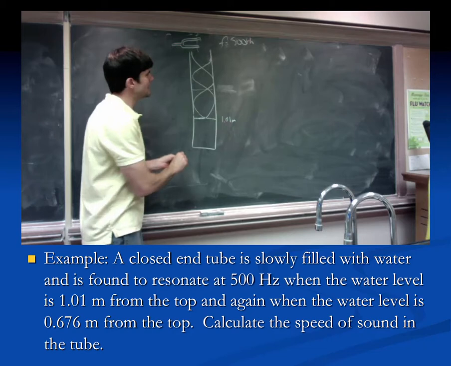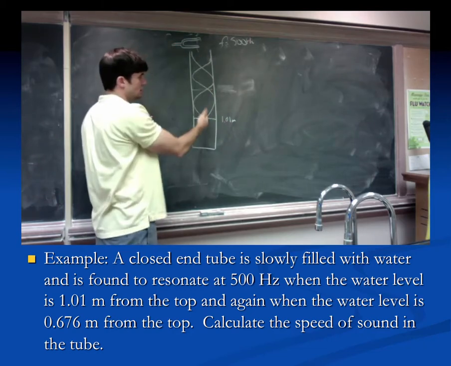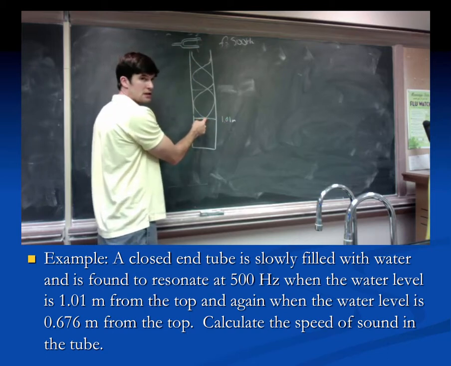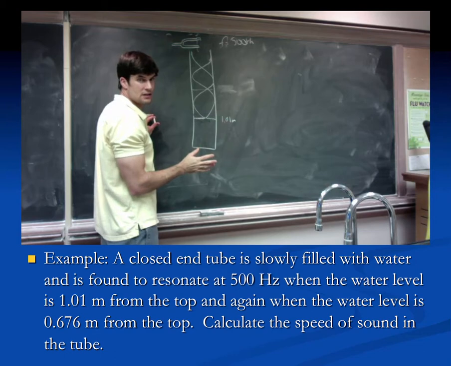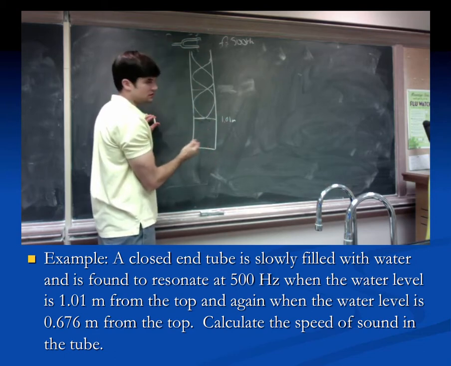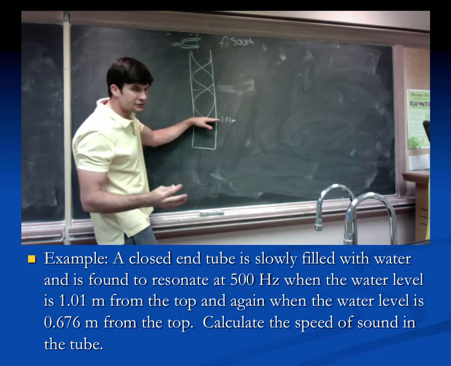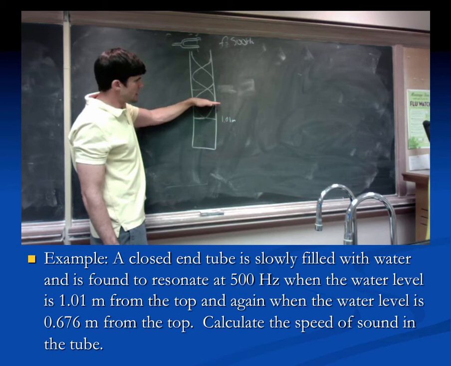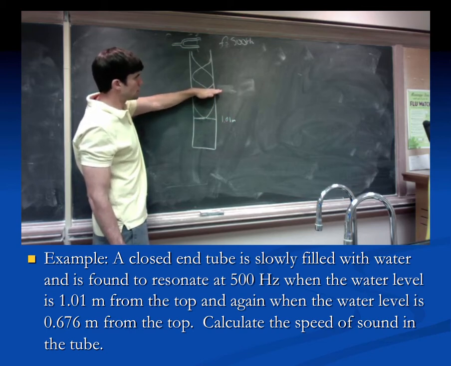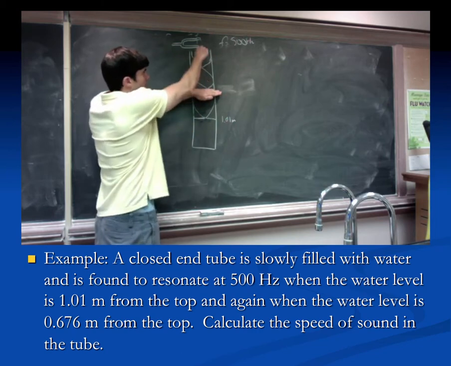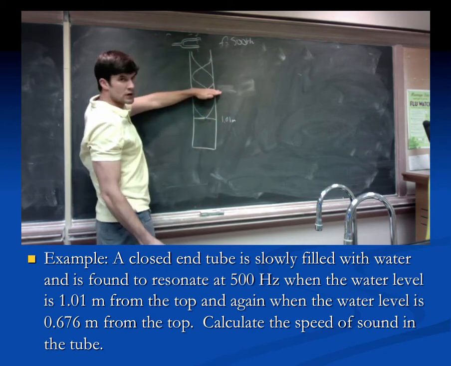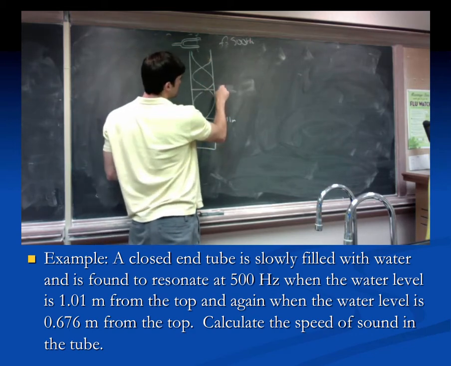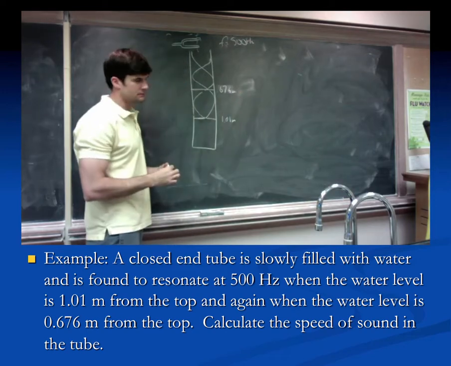Now we don't know exactly how many nodes and antinodes there are between the water level and the end of the tube, but we do know that there's a node here and an antinode here. It has to be that way in order for resonance to occur. So let's say that this is the first instance of resonance that you observe, and then as you increase the water level, the next occurrence of resonance will occur when the water level is here, when the length of the tube again matches that requirement of having a node at the closed end and an antinode at the open end. So this would be the 0.676 meters that you measure.